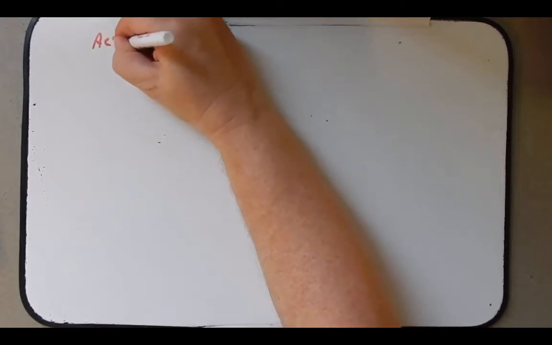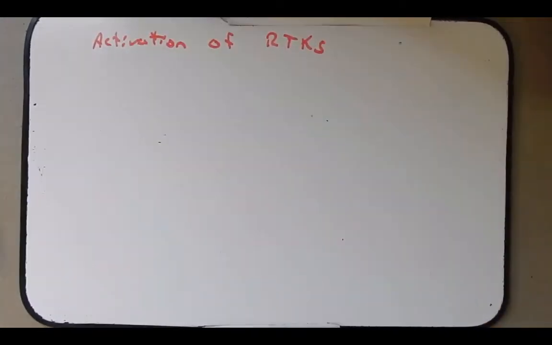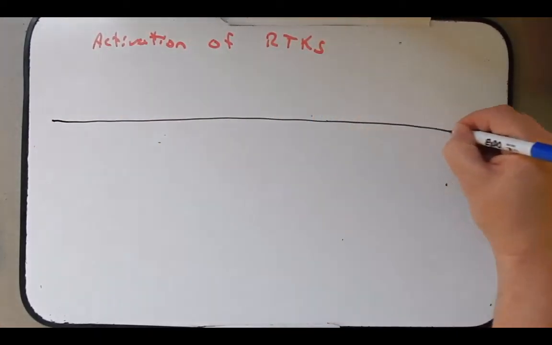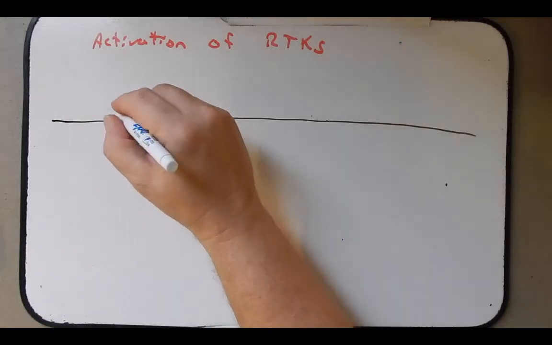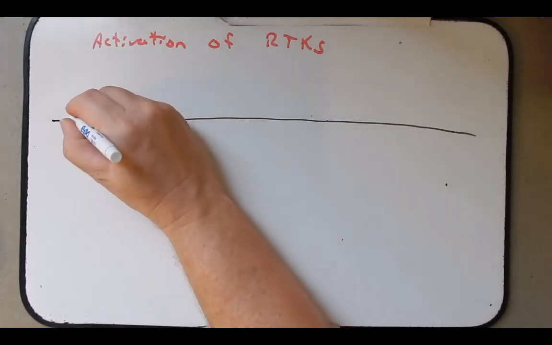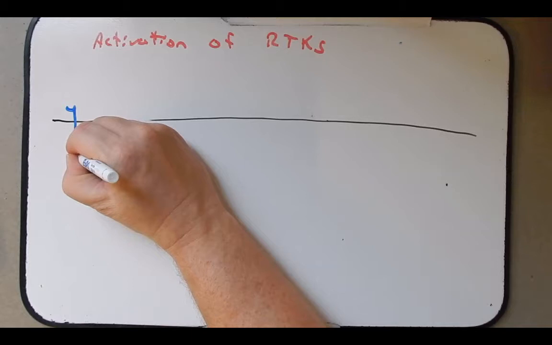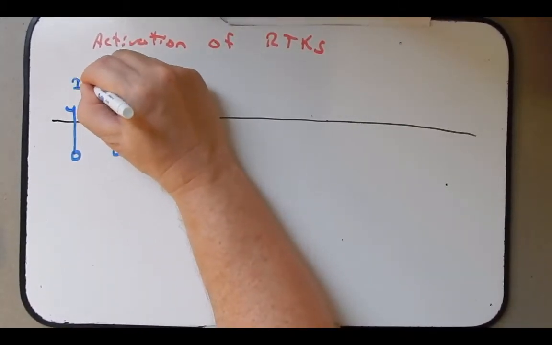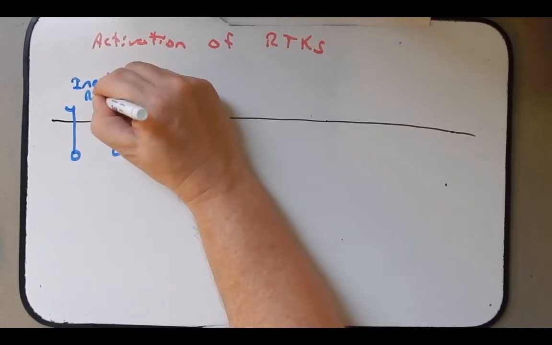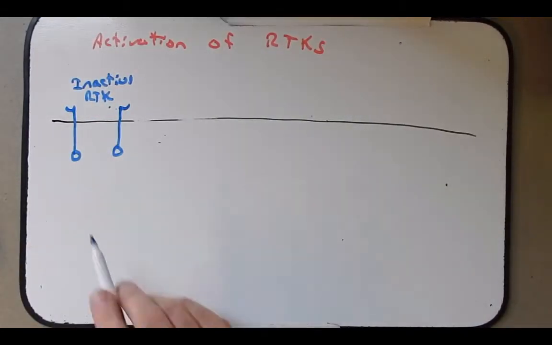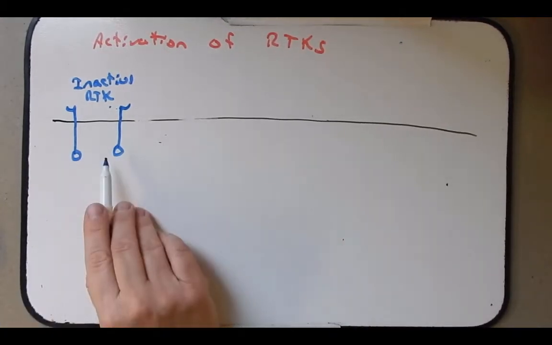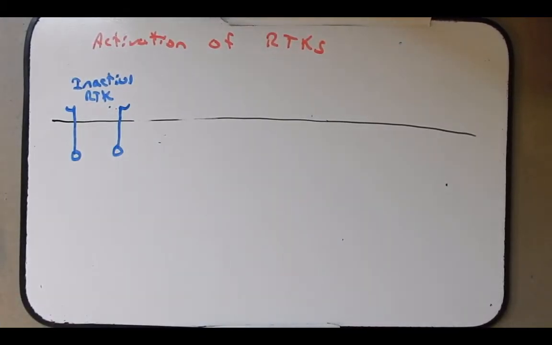So, activation of RTKs, these receptor tyrosine kinases. Let's begin this discussion by first drawing our membrane. And let's draw our two inactive receptor tyrosine kinases. Now, the reason they're inactive is because they're not associated with each other. To activate them, they need to come in contact with each other.